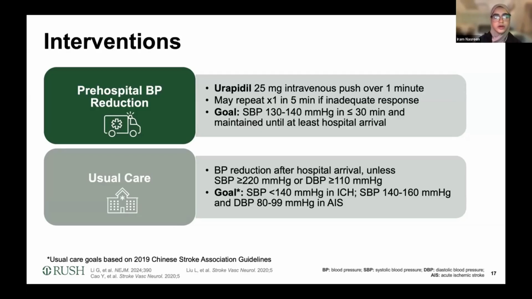And then for their usual care group, they had blood pressure reduction after hospital arrival unless their systolic was greater than 220 or diastolic greater than or equal to 110. And the goal for this patient population was an SBP of less than 140 for patients who did have an ICH, and goal of 140 to 160, and diastolic of 80 to 90 in patients with acute ischemic stroke. That is a little bit different than what our guidelines recommend, but they were doing this based off of what usual care goals are from the 2019 Chinese Stroke Association guidelines, since this study was done in China.